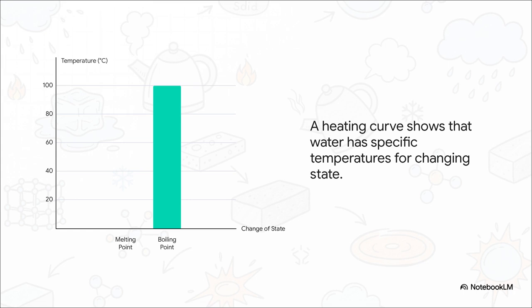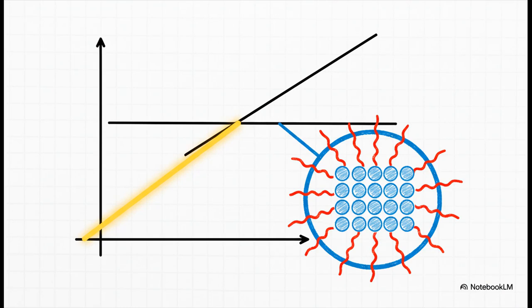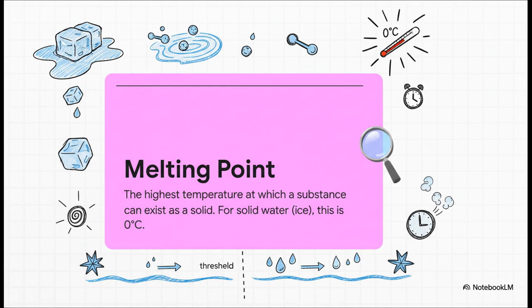Let's walk through it. Okay, in this first section, where the line is rising, we've got solid ice. As we add heat, its temperature climbs up and up. The particles are just vibrating more intensely in their spots. But then, look at that! The line goes totally flat. Something strange is happening here. We've just hit the melting point. For water, that magic number is 0 degrees Celsius. This is a critical threshold, the exact point where the state starts to change.